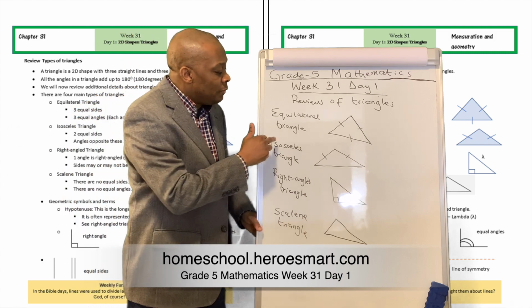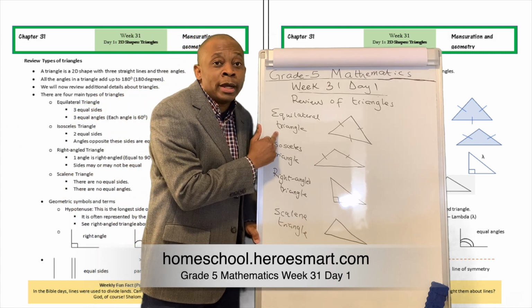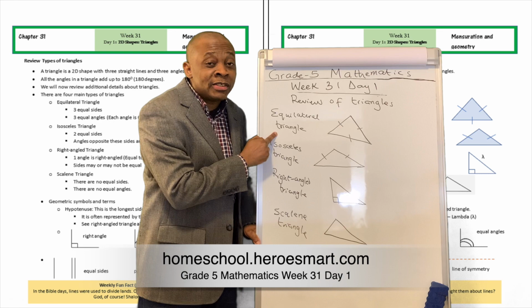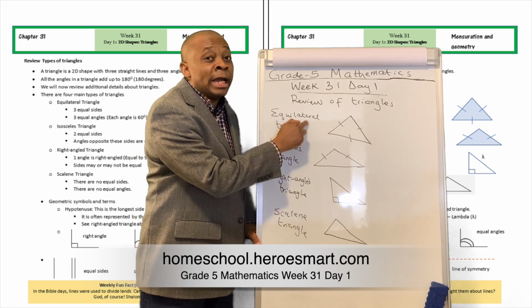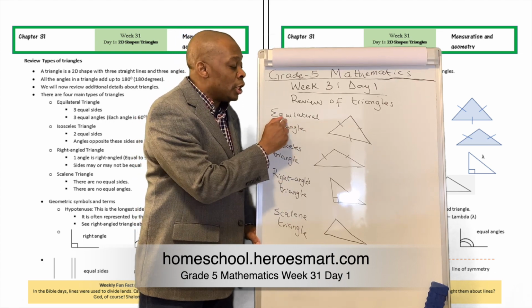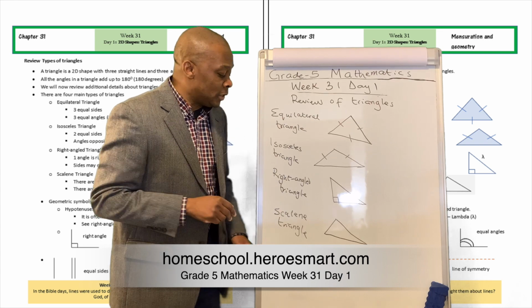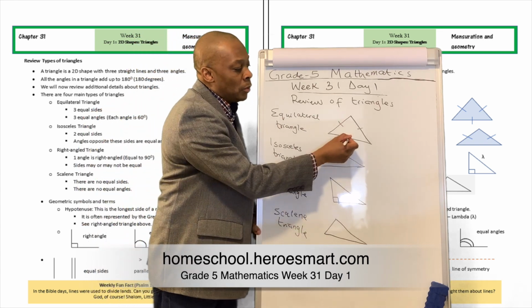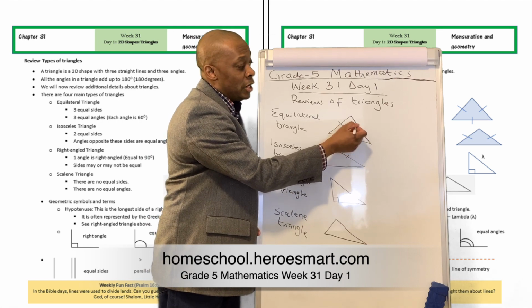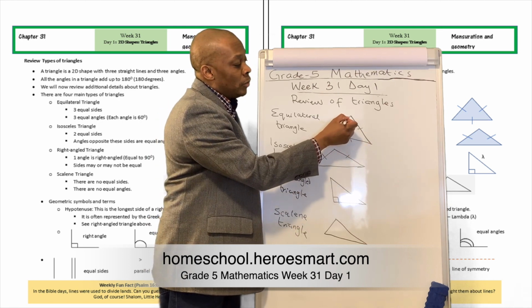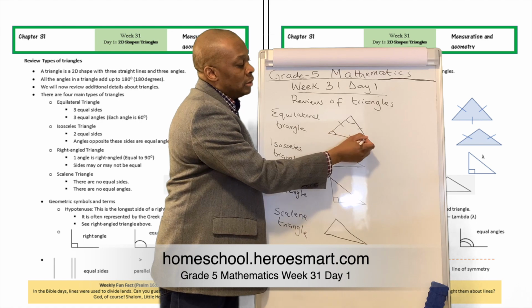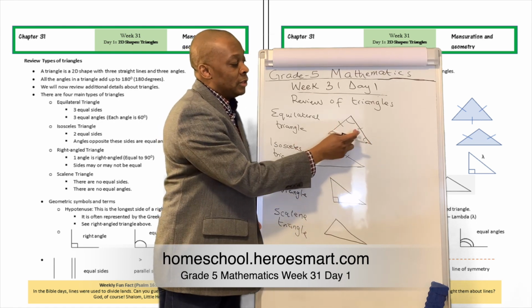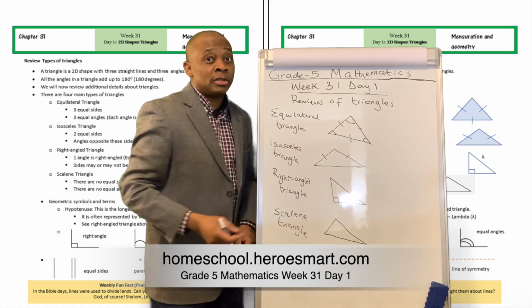Well, there is something called an equilateral triangle. All right, can you say that with me? Equilateral. Equilateral triangle. What does that mean? Well, it means that all the sides of a triangle are equal, all right? Equal in length, equal in angle, all right? So this angle is going to be the same thing as this angle. This angle is going to be the same thing as this angle.